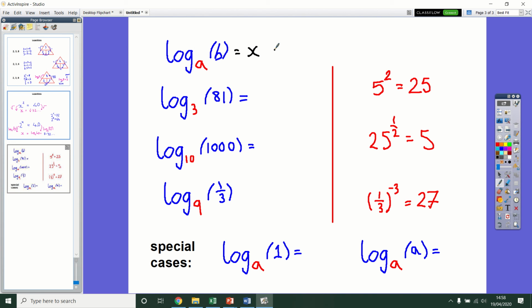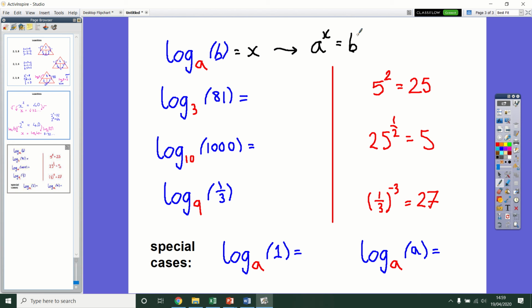So the equivalent version of writing this down is to say that if I raise a to the power of x, then that makes b. Take a moment to think about how you go from this side to this side. The power of a to make b is x.